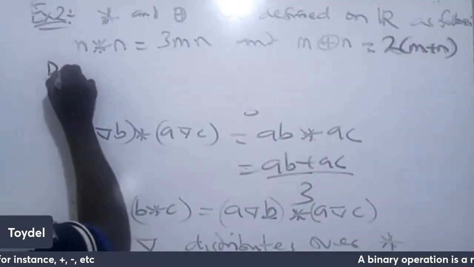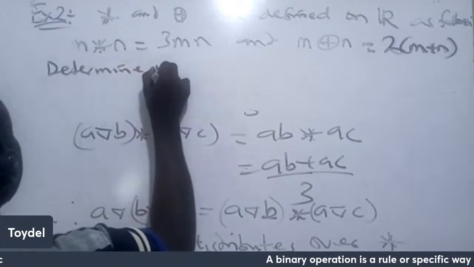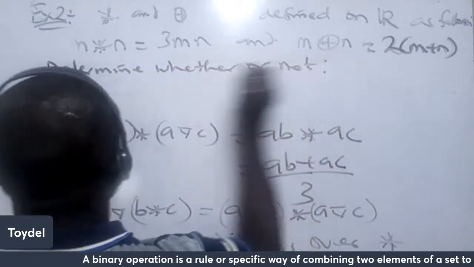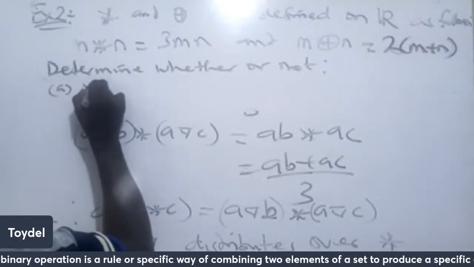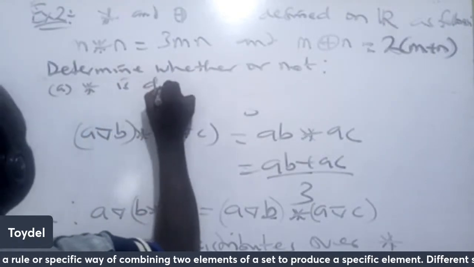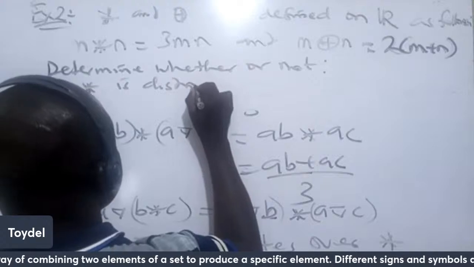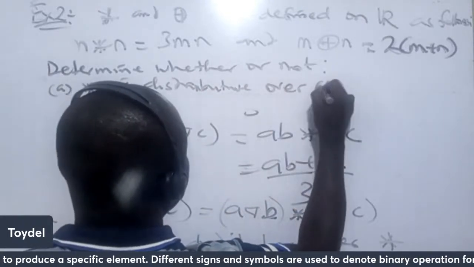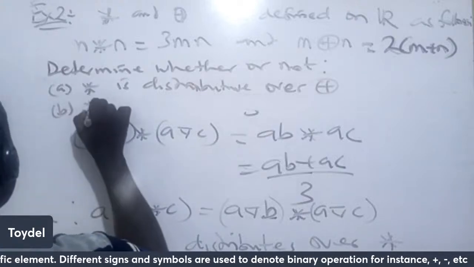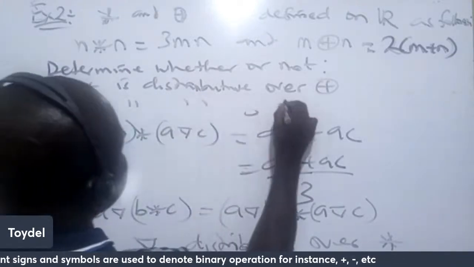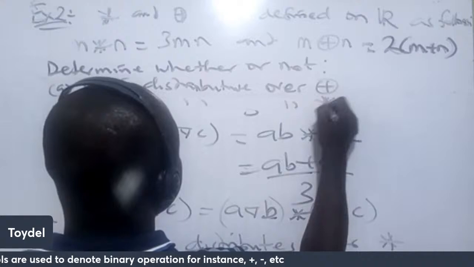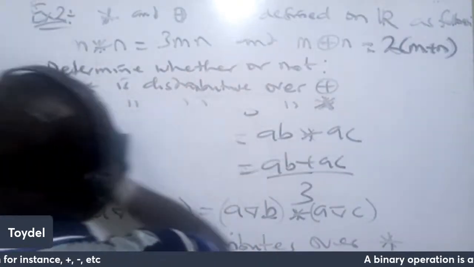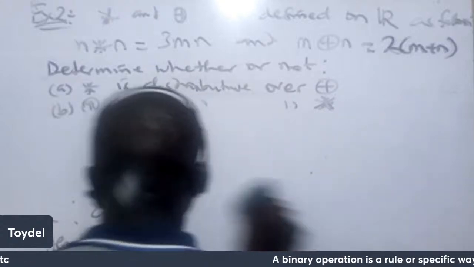The question now says determine whether or not the first one, star, is distributive over plus, and the second one, whether or not plus is distributive over asterisk. So that's what we want to show. In this case, we have two in one. The question is two in one.